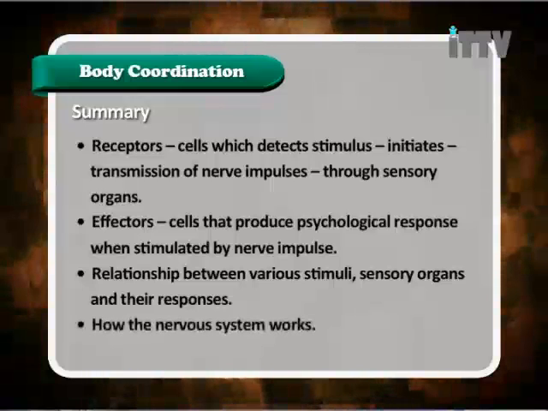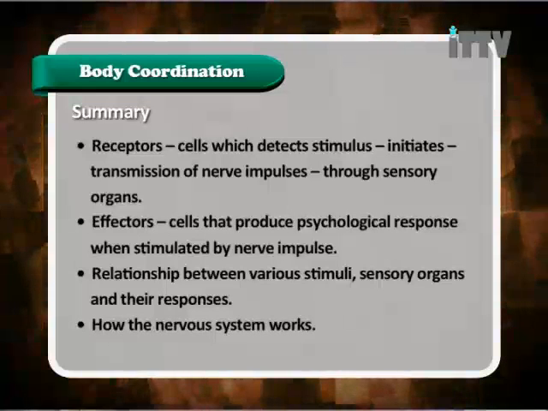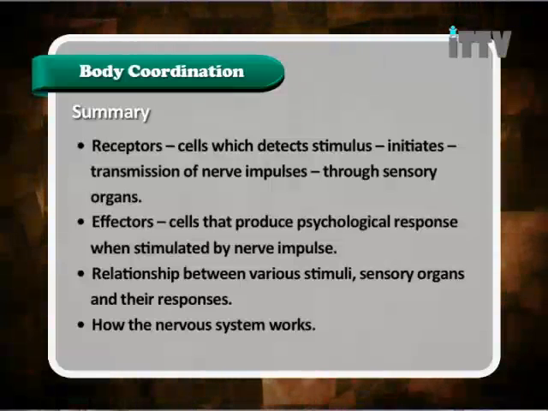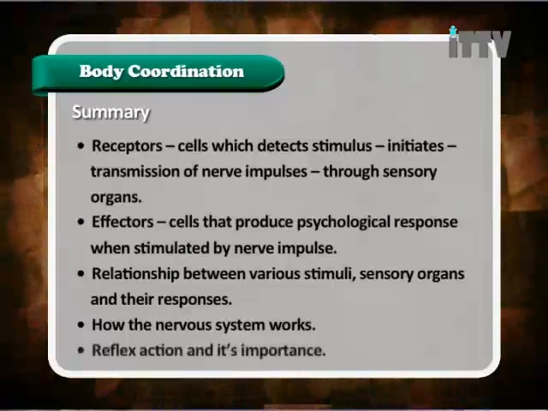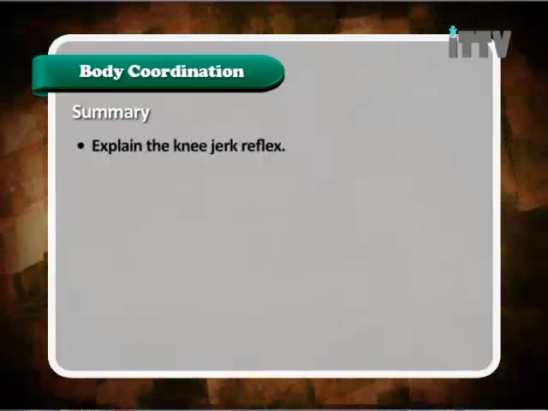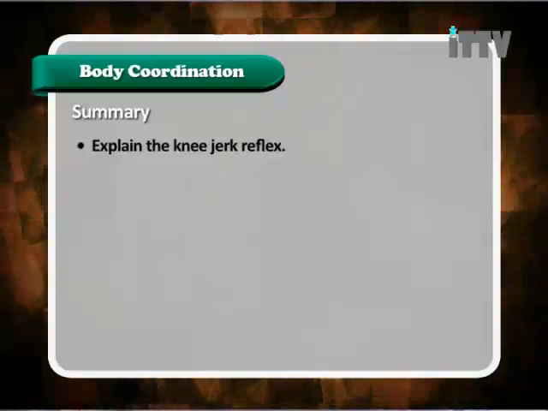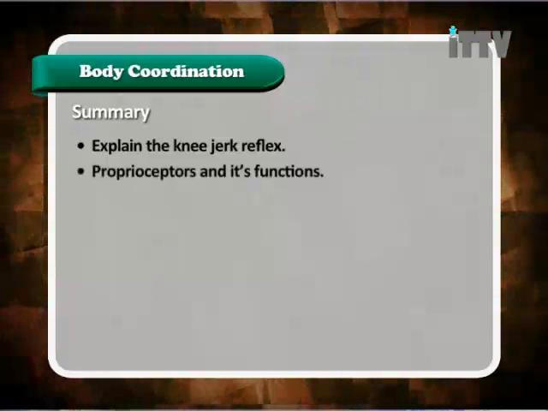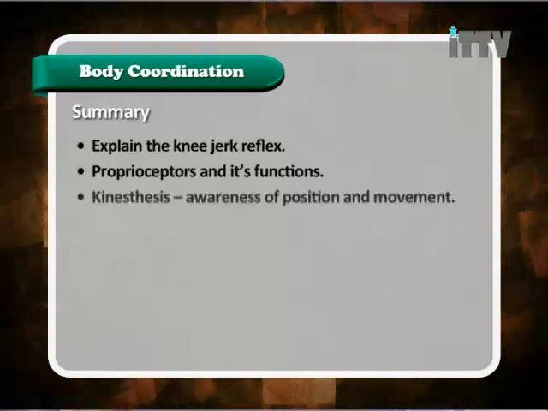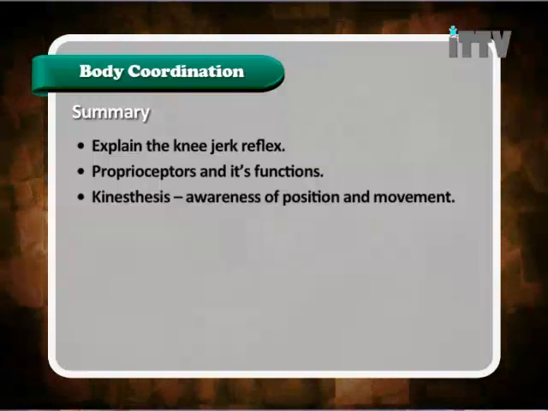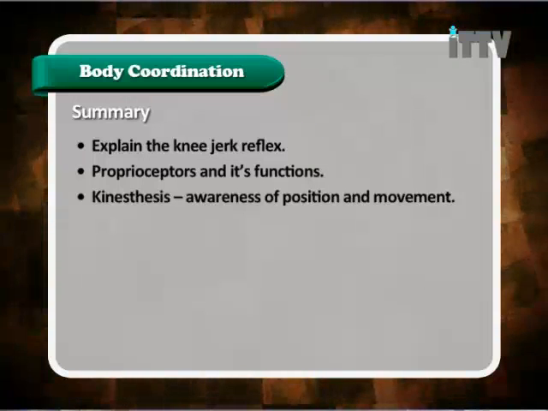Remember how the nervous system works. Stimulus, receptor, sensory, relay, motor, effector. Remember your knee jerk, your reflex actions and its importance. Remember the knee jerk reflex. Also the pulling hand away from the hot object. Remember what proprioceptors are and their functions. Remember kinesthesis, awareness of position, movement, how you can do things without looking.